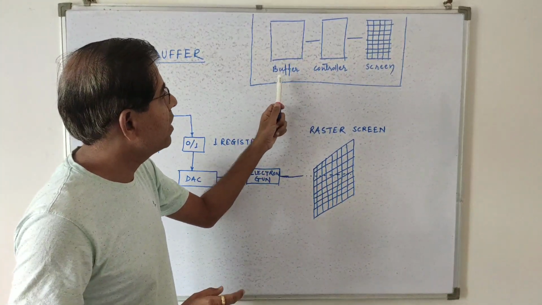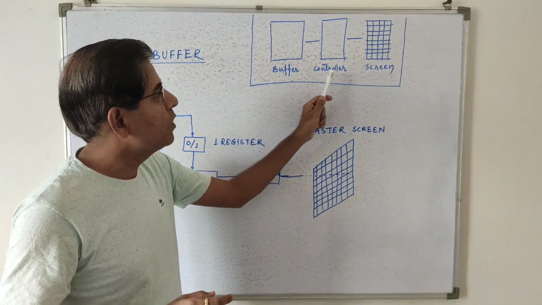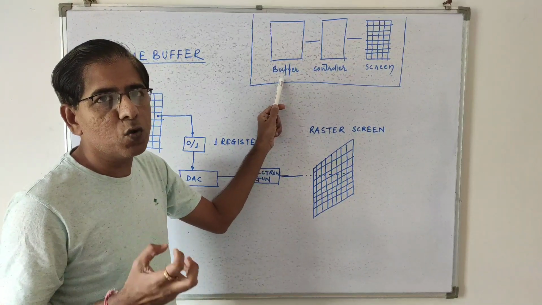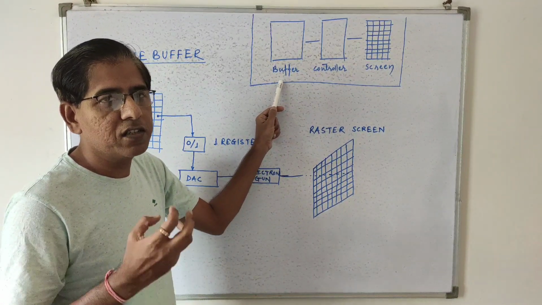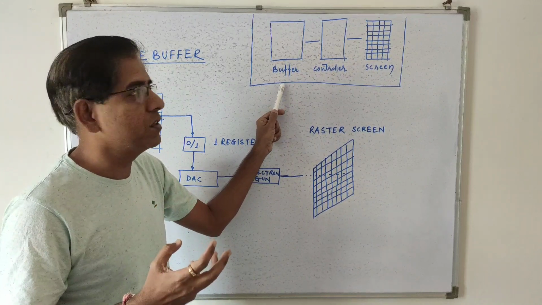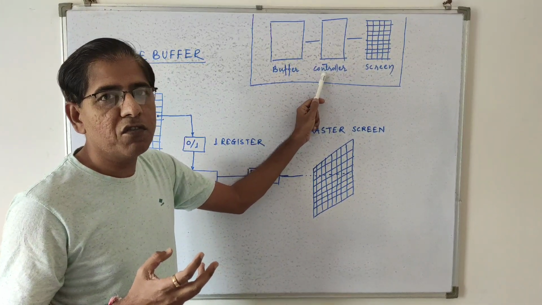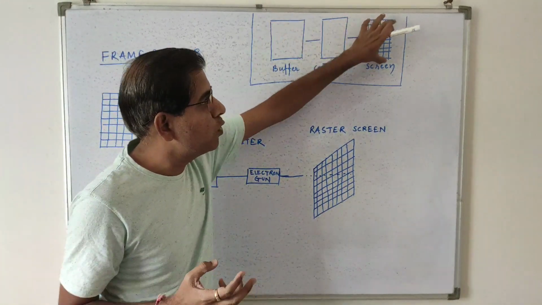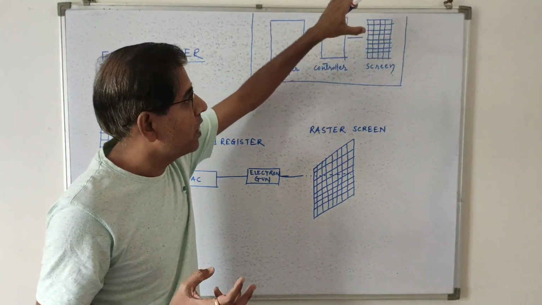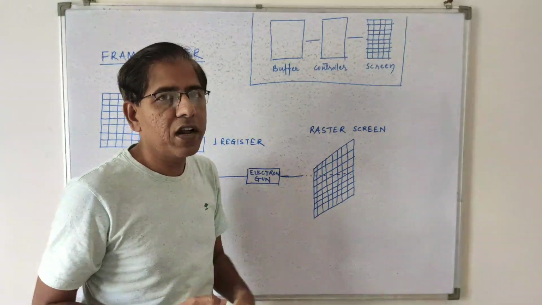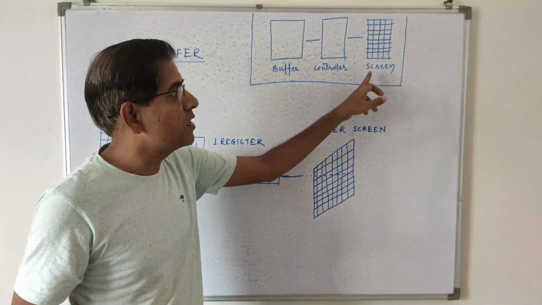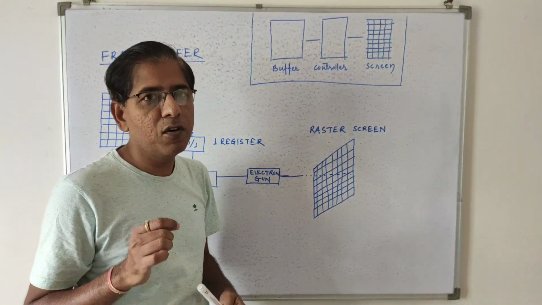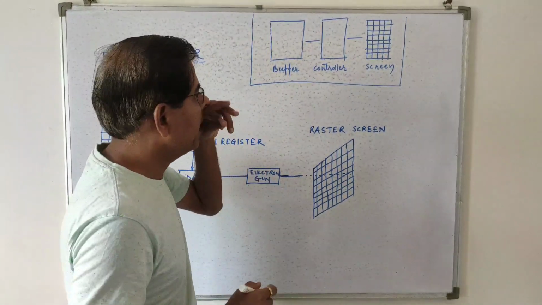So the components are buffer, controller and screen. Now buffer is a component which stores the information. It's basically a memory location. The function of controller is to transfer the information from memory to a screen. And in case of raster scan display device, the screen is divided into small number of discrete cells called pixels.